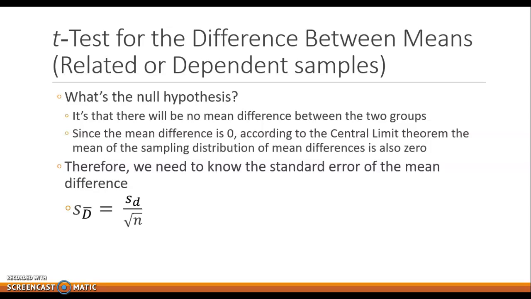So what do we have here? We have the standard error of the mean differences, which is S sub big D bar. It's easier to just look at it. It's equivalent to the standard deviation of the differences there, divided by the square root of n.